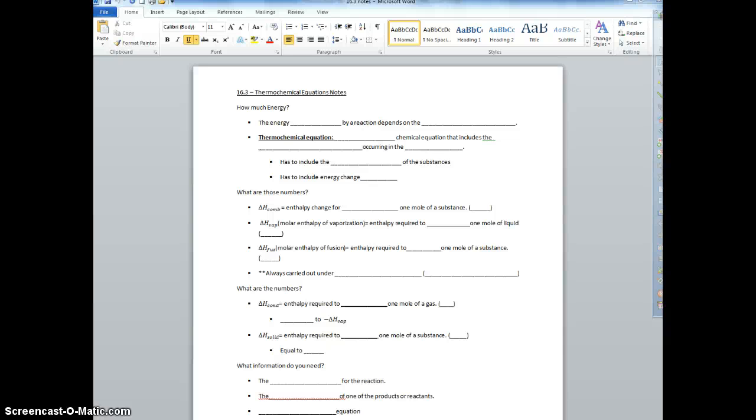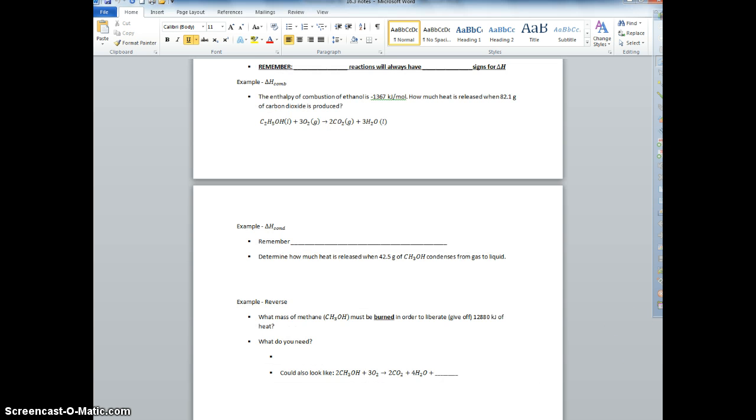Alright, so today we're going to talk about thermochemical equations, and we're going to do a little bit of stoichiometry with that. Nothing too new, just plugging in a different number, kind of like we did with the gases. So here's the note sheet that you will want in front of you, and we'll fill this in, and there are a few examples that we'll do with this, so make sure you have everything here in front of you.